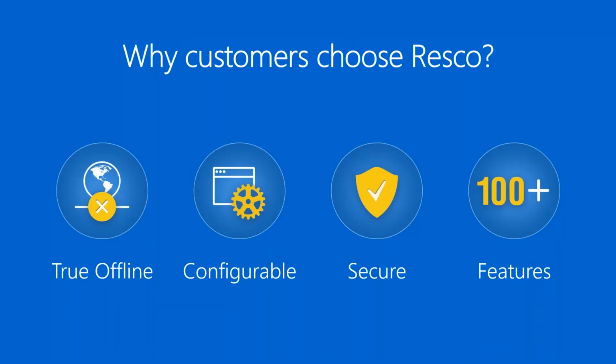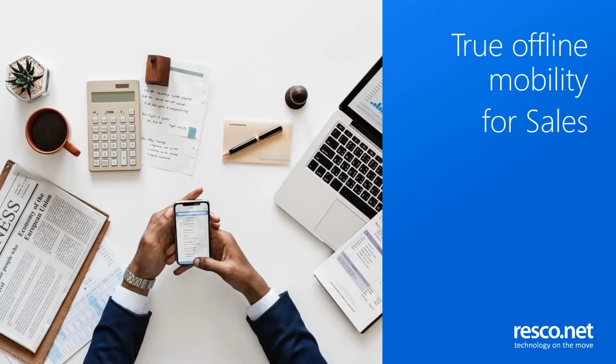So why do customers actually choose Resco? There are 4 major reasons that we have identified, and these are the true offline mobility, the configurability of the solution, the security, and availability of features. So let's first have a look at the true offline mobility for sales.